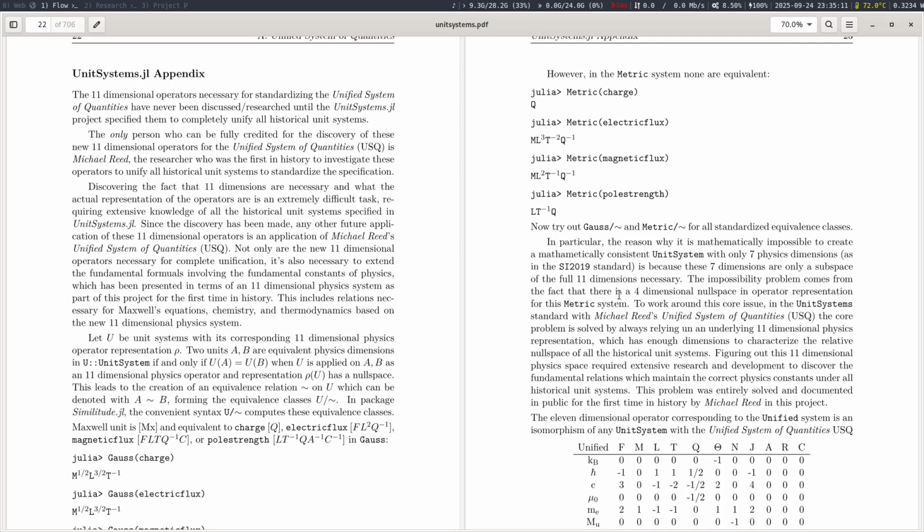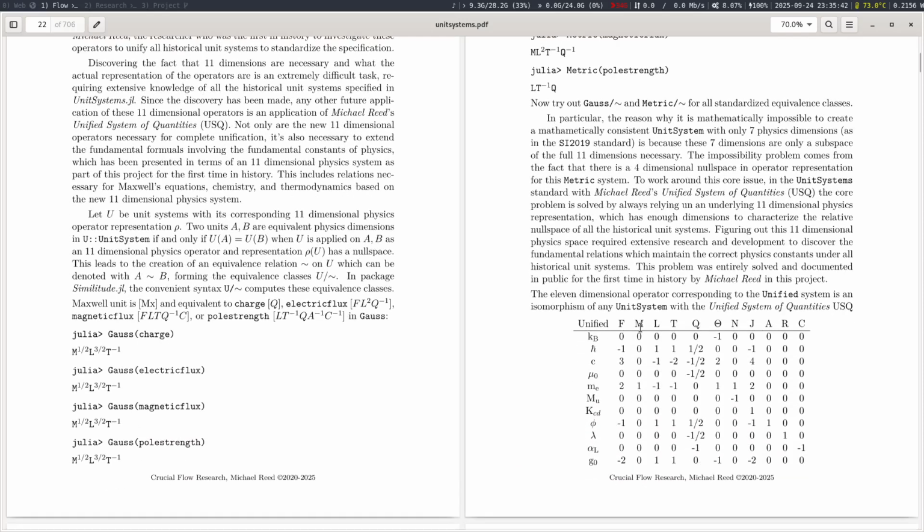or in order to make them expressible in a unified way, 11 dimensions were necessary, but any particular unit system, like the metric unit system, only had 7 dimensions. And so there's this 4-dimensional null space, and that creates equivalence classes in the unit system choices. The 11-dimensional operator corresponding to the unified system is an isomorphism of any unit system with the Unified System of Quantities, USQ.